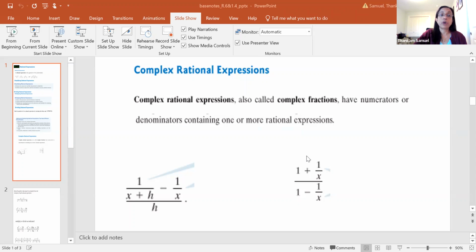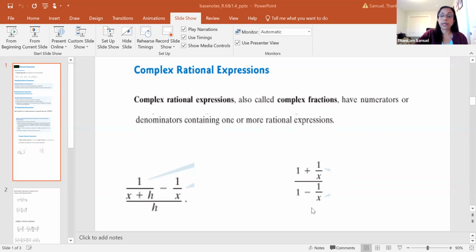Hello, today we are going to talk about complex rational expressions. So let's look at the definition of a complex rational expression. Complex rational expressions, also called complex fractions, have numerators or denominators containing one or more rational expressions. When you look at this example, the numerator contains more than one rational expression. Each expression is a rational expression.